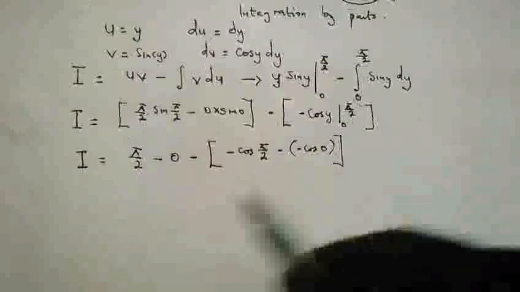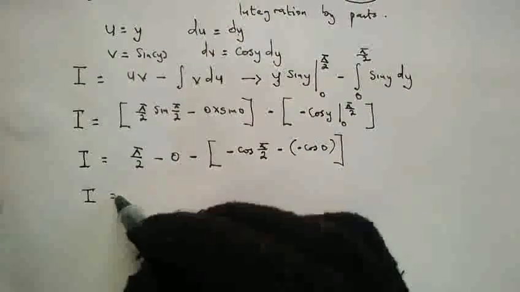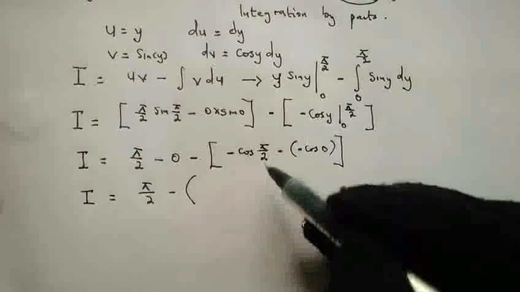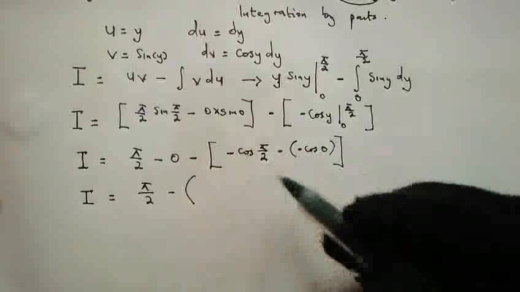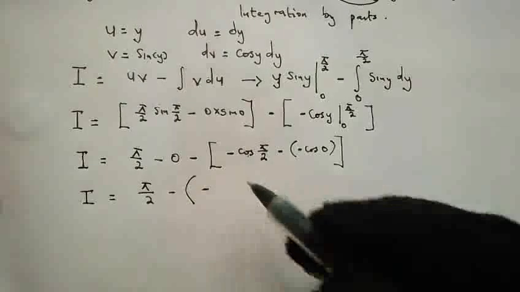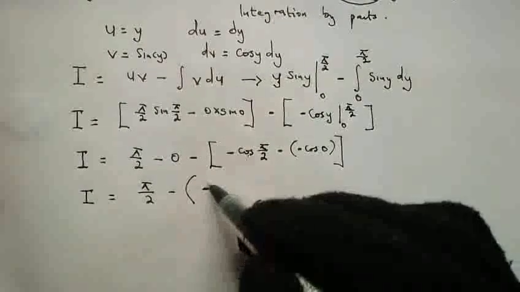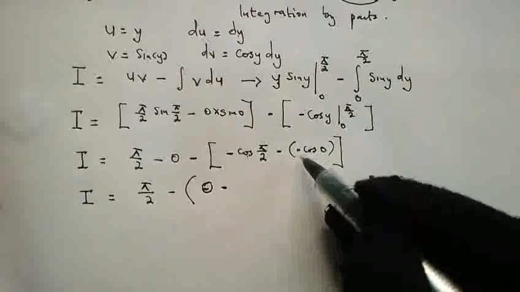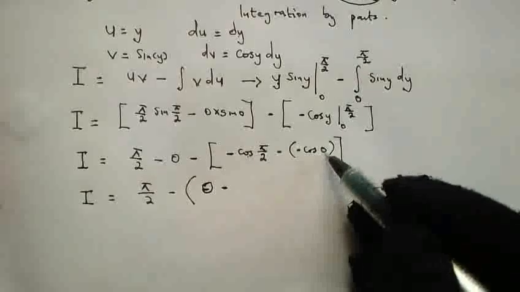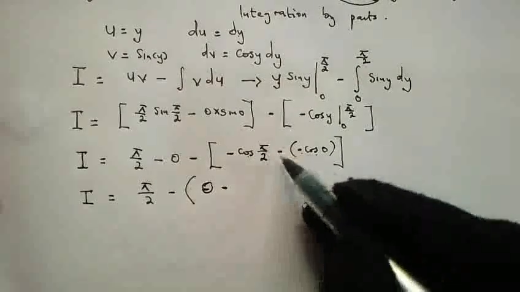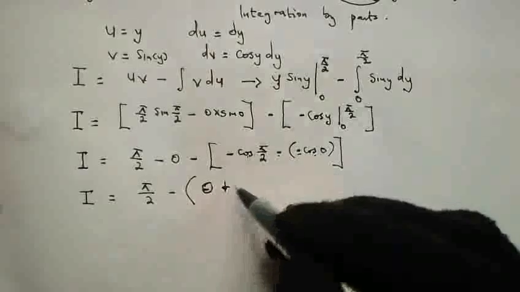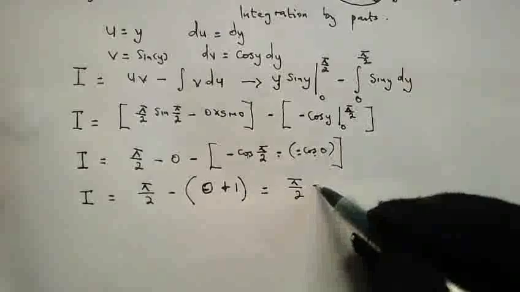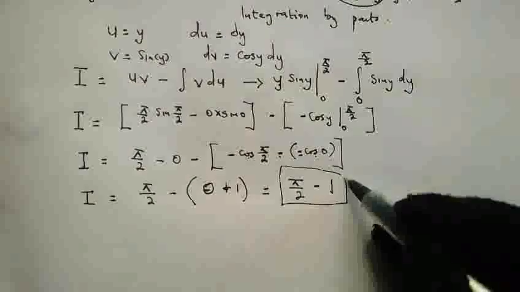Simplifying here, we get I is equal to pi over 2 minus, in bracket, cos of pi over 2. Cosine of pi over 2 is 0, so we actually get 0 here. Then minus, in bracket, cos of 0 is 1 and we have negative 1, so negative times negative gives plus 1 here. So we get pi over 2 minus 1, and this is the right answer to the problem.